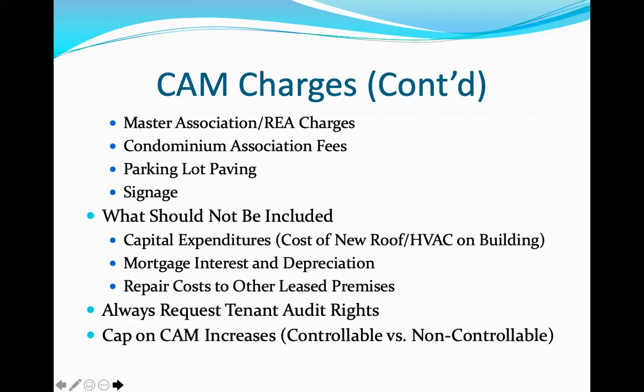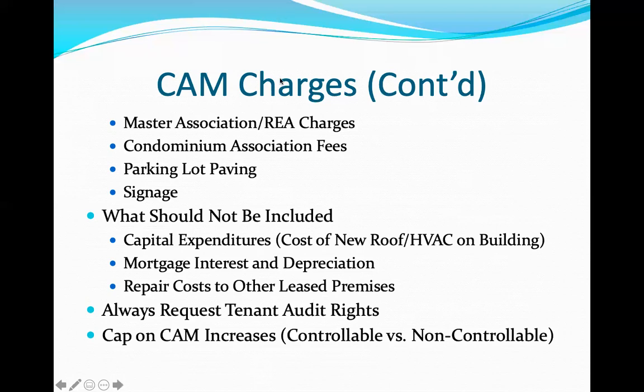Capital expenditures, the cost of a new roof or HVAC on the building or the property, mortgage insurance and mortgage interest and depreciation, repair costs to other lease premises. The one thing to always keep in mind as a tenant is you always want to negotiate audit rights in your leases. You also want to have a cap on CAM increases.